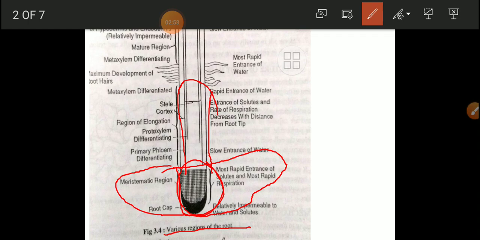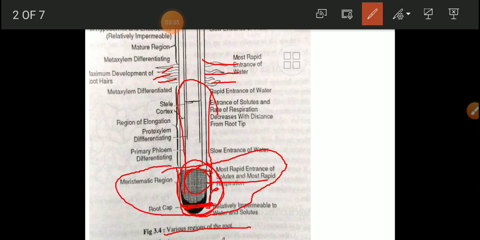because the root shows the presence of root hairs. These are the root hairs. Here we find the most rapid entrance of solute and the most rapid respiration, just behind the root cap region. So there is the root cap, and behind it the meristematic region, which shows the most rapid entrance of solute and the most rapid respiration.